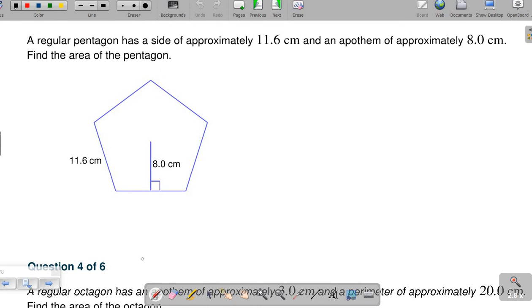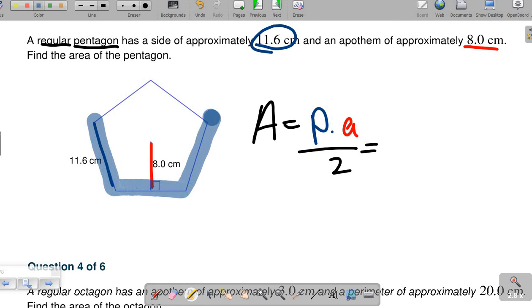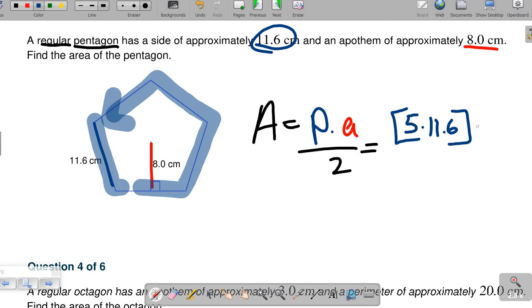Number 3, a regular polygon, pentagon specifically, area equals perimeter times apothem over 2. It has a side length of 11.6 and an apothem of approximately 8 centimeters. Find the area. Let's trace our perimeter. We walk it around, 1, 2, 3, 4, 5. So our perimeter is 5 times 11.6 times our apothem, which is 8, divided by 2.